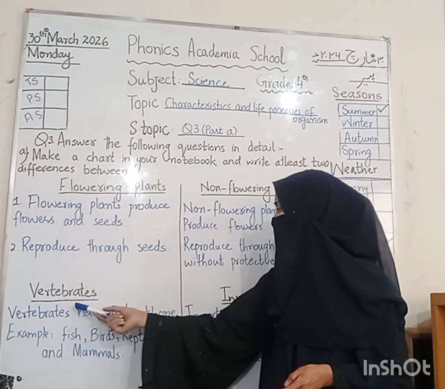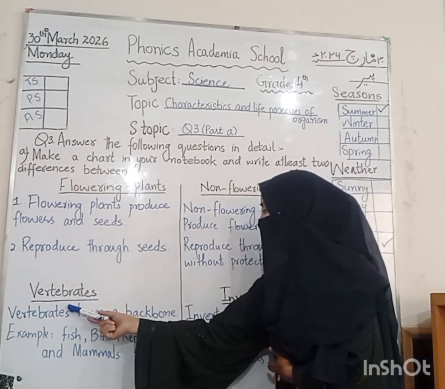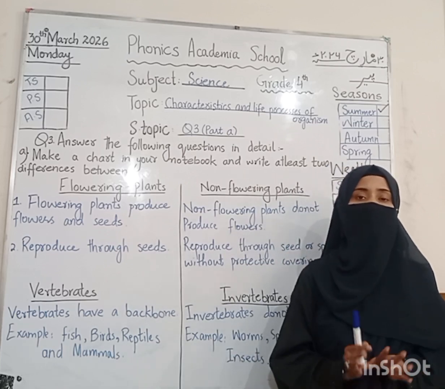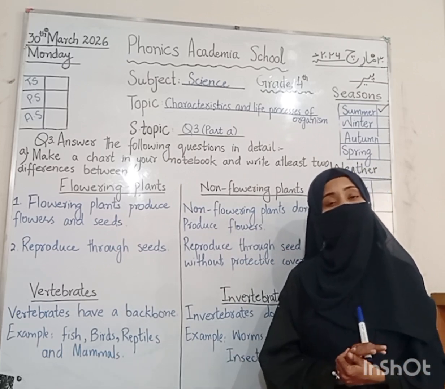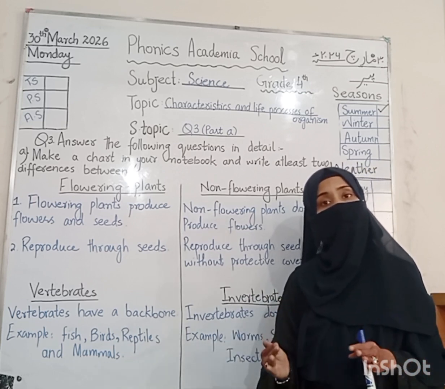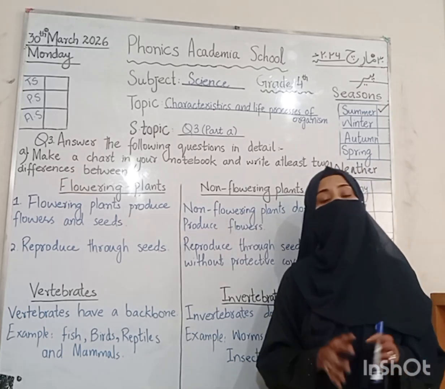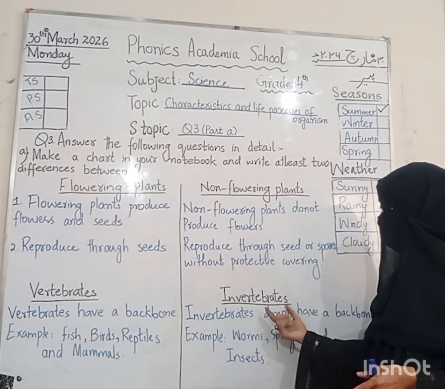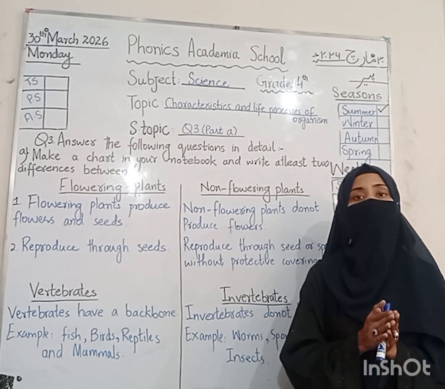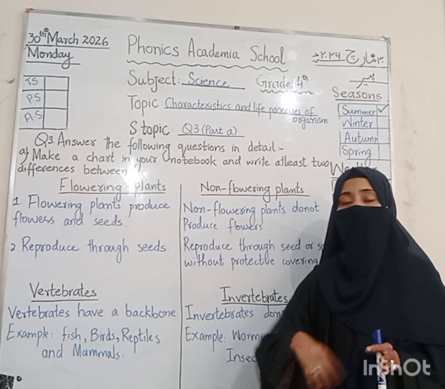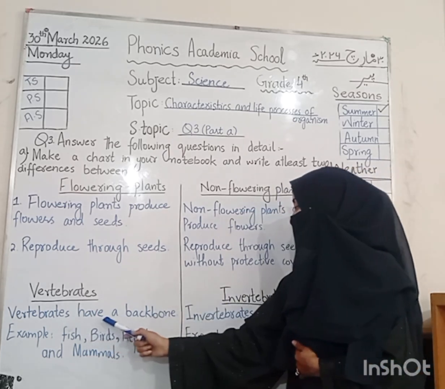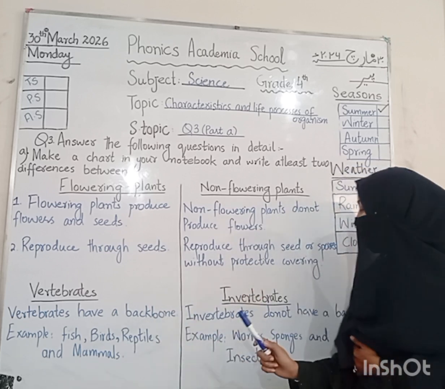Okay. Next difference is between vertebrates and invertebrates. Students, do you remember when we have studied the chapter, I told you that vertebrates are the organisms that have a backbone, that have a vertebral column. जिनके पास vertebral column होगी, जिनके पास backbone होगी, they are called vertebrates. And invertebrates, organisms without backbone. जिनके पास backbone नहीं होगी, ये रीढ़ की हड्डी नहीं होती इनके पास, they are called invertebrates.